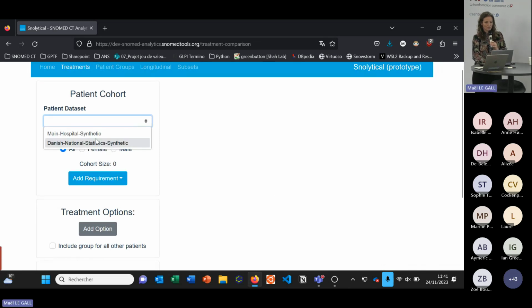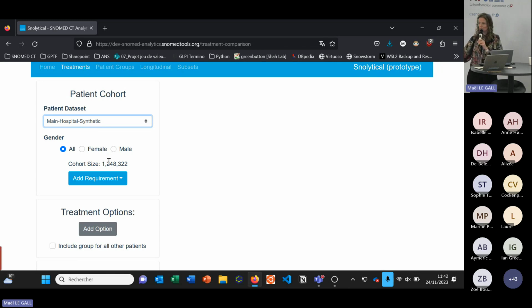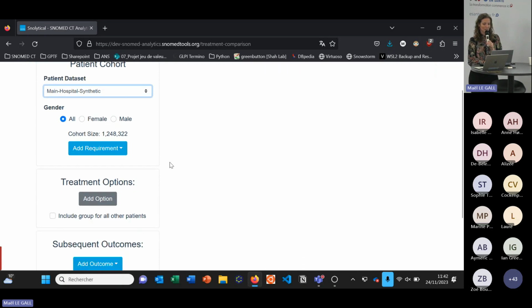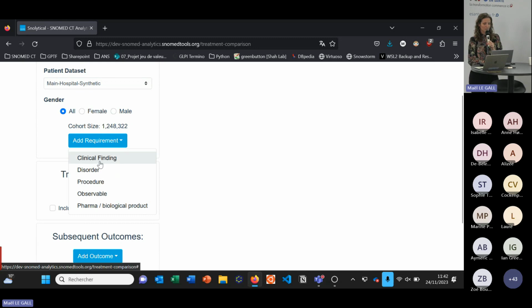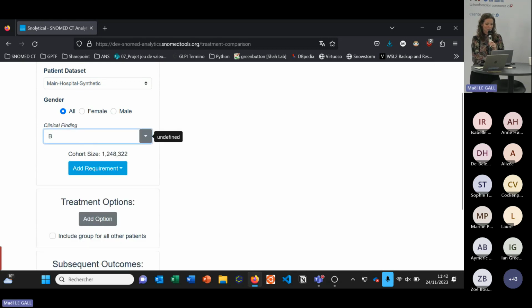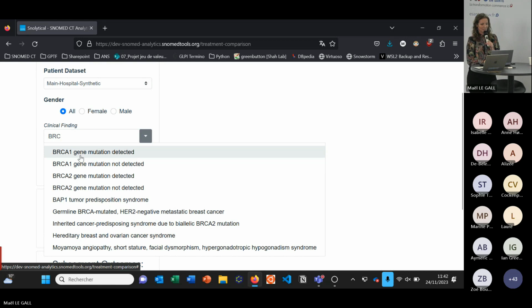The data set that we use here is a synthetic data set, with almost 1.3 million patients. We have compared some of the scenarios with some Nebraska data, and it is actually quite reflective of how their real data looks. It's just to say that what we're looking at here are example data. So now we are looking at this data set with almost 1.3 million patients, and we want to identify those patients who have a BRCA1 gene mutation detected.